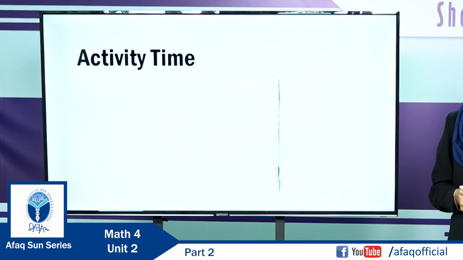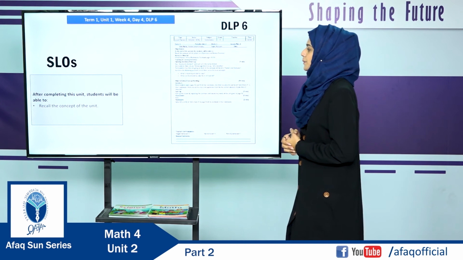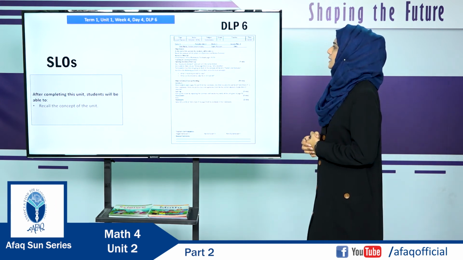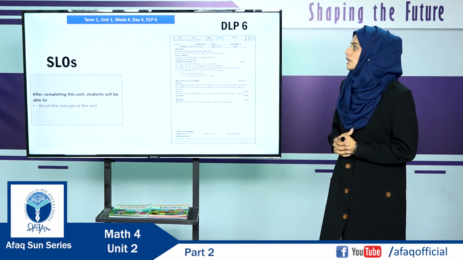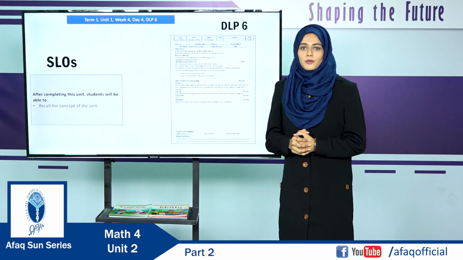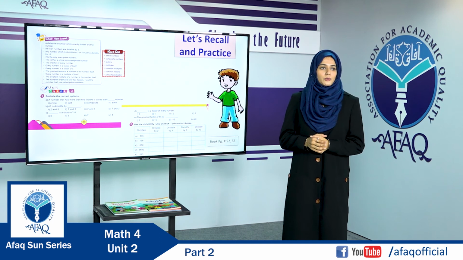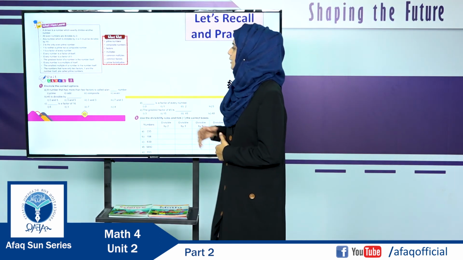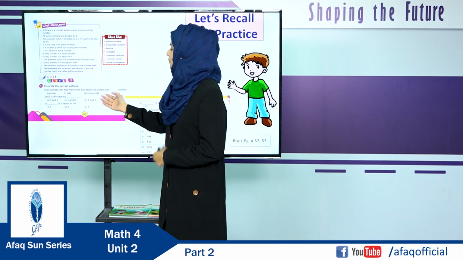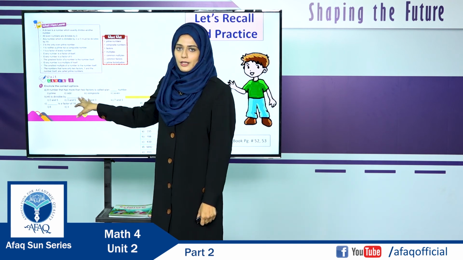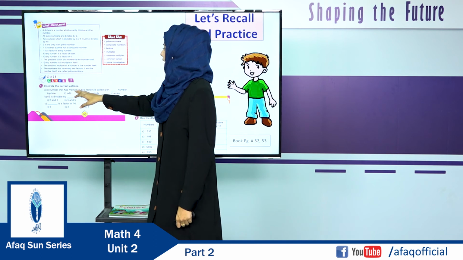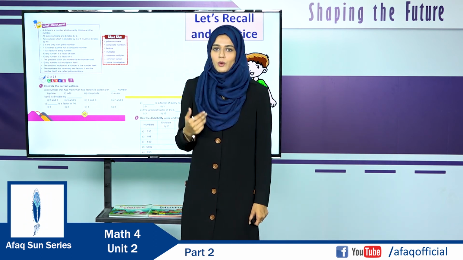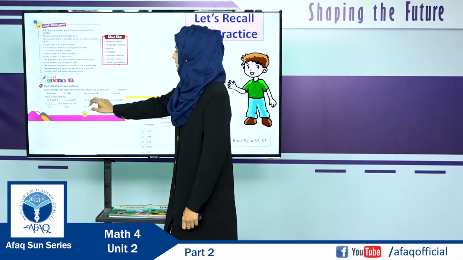It's activity time. Let's recall the concept of the unit. To cover this, the methodology has been given in DLP 6, which falls in Term 1, Unit 1, Week 4, Day 4. On pages 52 and 53, you are going to see these questions. I will solve the first 2 questions for you. Encircle the correct options. A number that has more than 2 factors is called a dash number. What is it? It's a composite number.